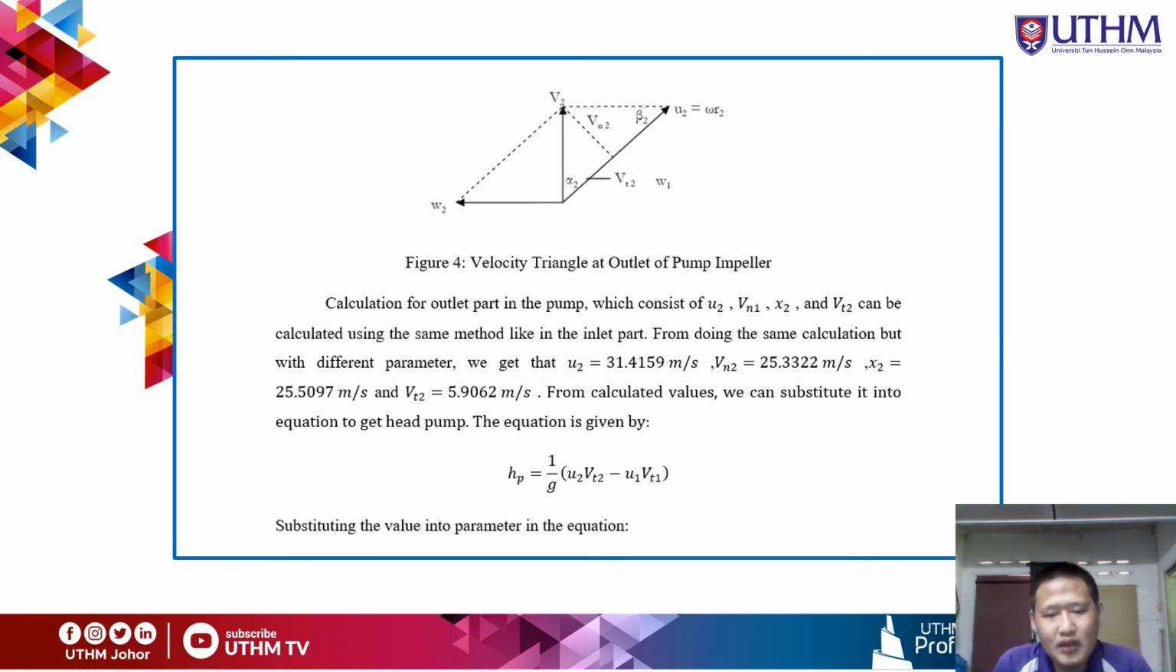So from the calculated values, we can substitute them into the equation to get the head pump. The head pump equation is HP equal to 1 over G times (U2 times Vt2 minus U1 times Vt1).